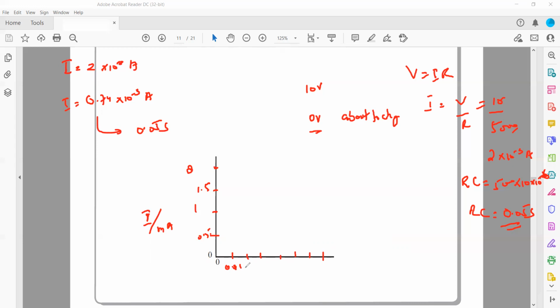0, 0.01, 0.02, 3, 4, 5. So this is 0.05, 0.06, 0.07. So originally it started with the maximum value, and after 0.05 second, its value should be 0.74. So somewhere here, between, and when we join, we should show exponential change, so it will be a curve. Is this graph for discharging of the capacitor clear?